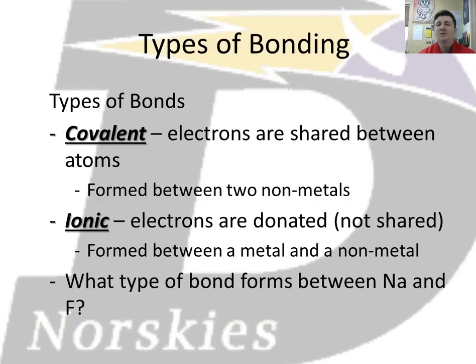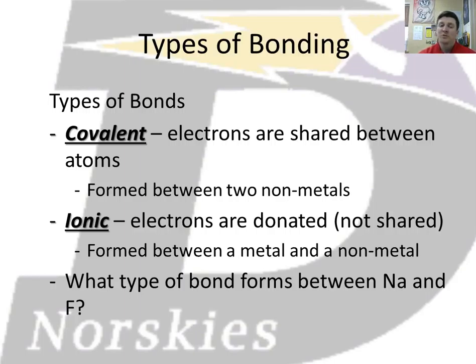So what types of bonding do occur between these different elements? Well, the types of bonds that we have are covalent and ionic. Let's talk about covalent first. Covalent bonds are generally when electrons are shared between the atoms, and they will form between 2 nonmetals on the periodic table. And I'll show you where the metals and nonmetals are located on the periodic table here.